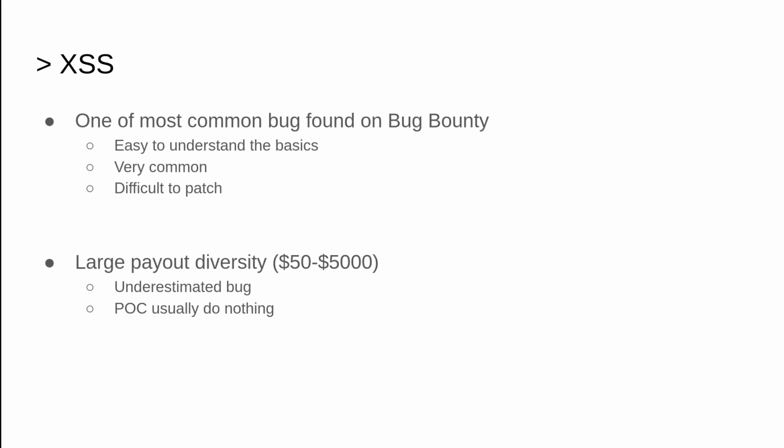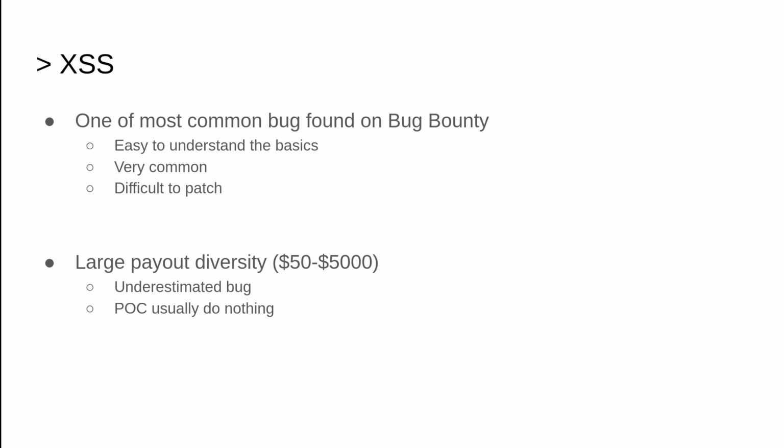I think it's because most of our POCs, when we submit a report, do nothing. Usually we only use an alert just to prove we are able to run JavaScript, but we stop there. And I think because of that, the idea of an XSS for developers is only, oh yes, an attacker can start an alert box, or an attacker can steal my cookies. But they don't see the full impact that an XSS can have.